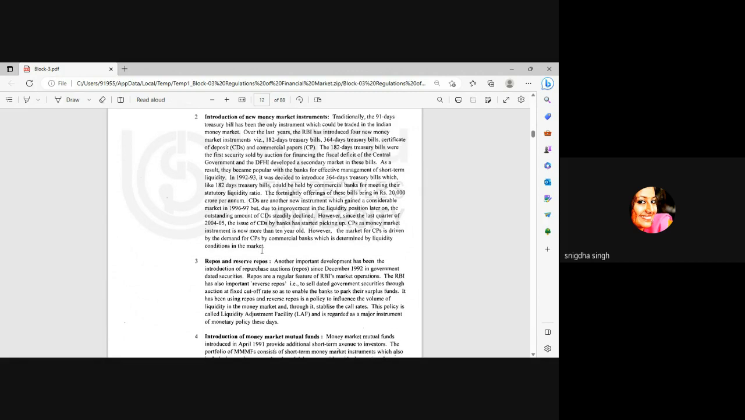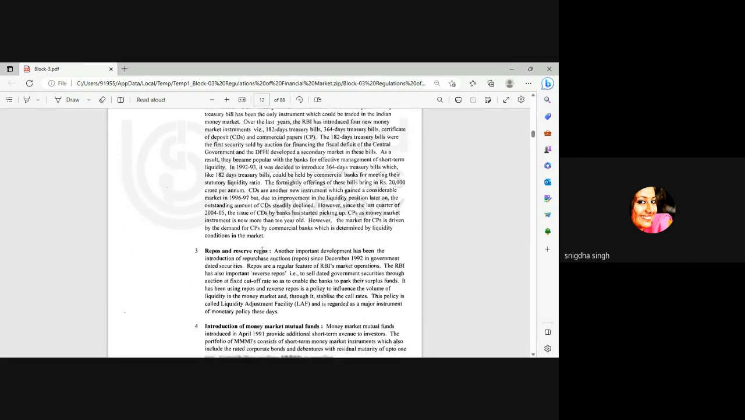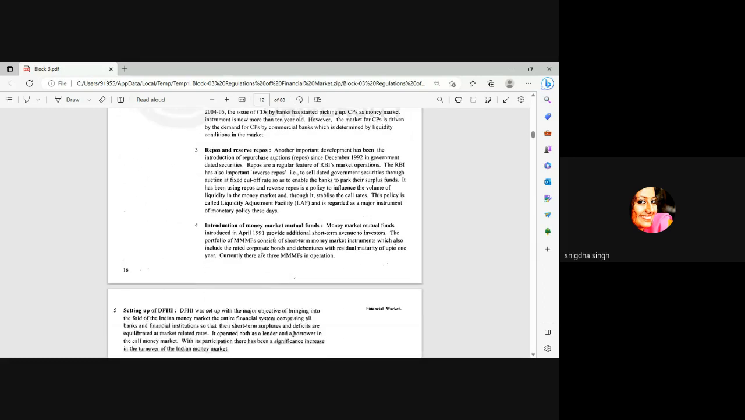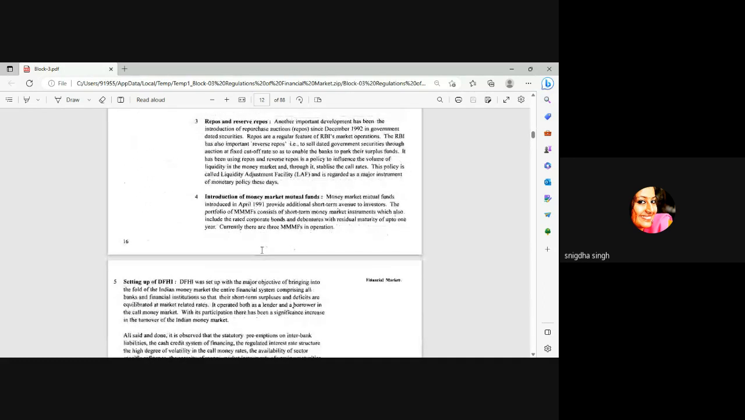There is introduction of new money market instruments, which consist of T-bills, certificates of deposit, commercial papers, etc. There are repos and reverse repos. Now, repo rate and reverse repo rate, I hope, are known to you.